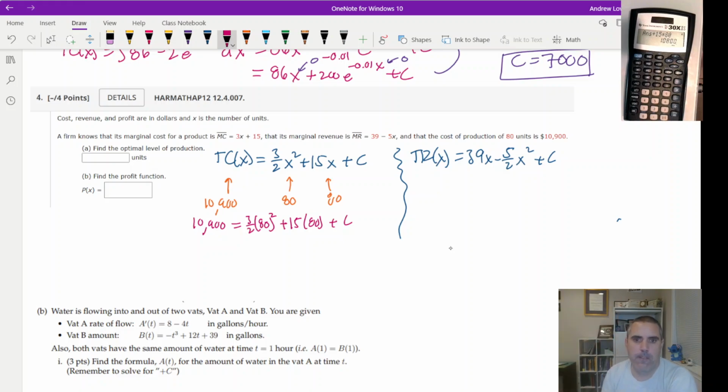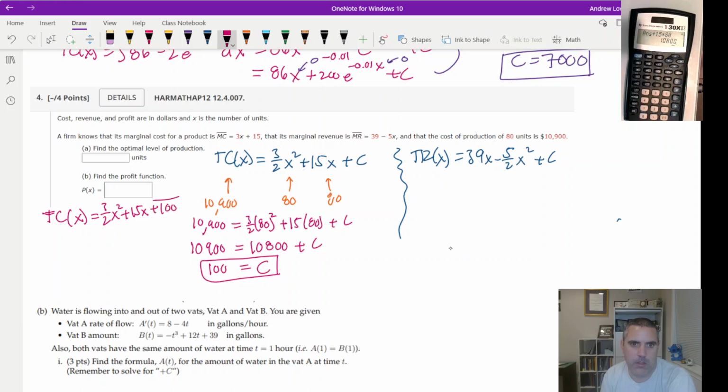Okay. So this is 10,900 equals 10,800 plus c. Subtract. You get c as 100. And that's our total cost. You might say, why am I doing this? The question's about profit. Well, you're going to need total cost and total revenue in order to get profit.